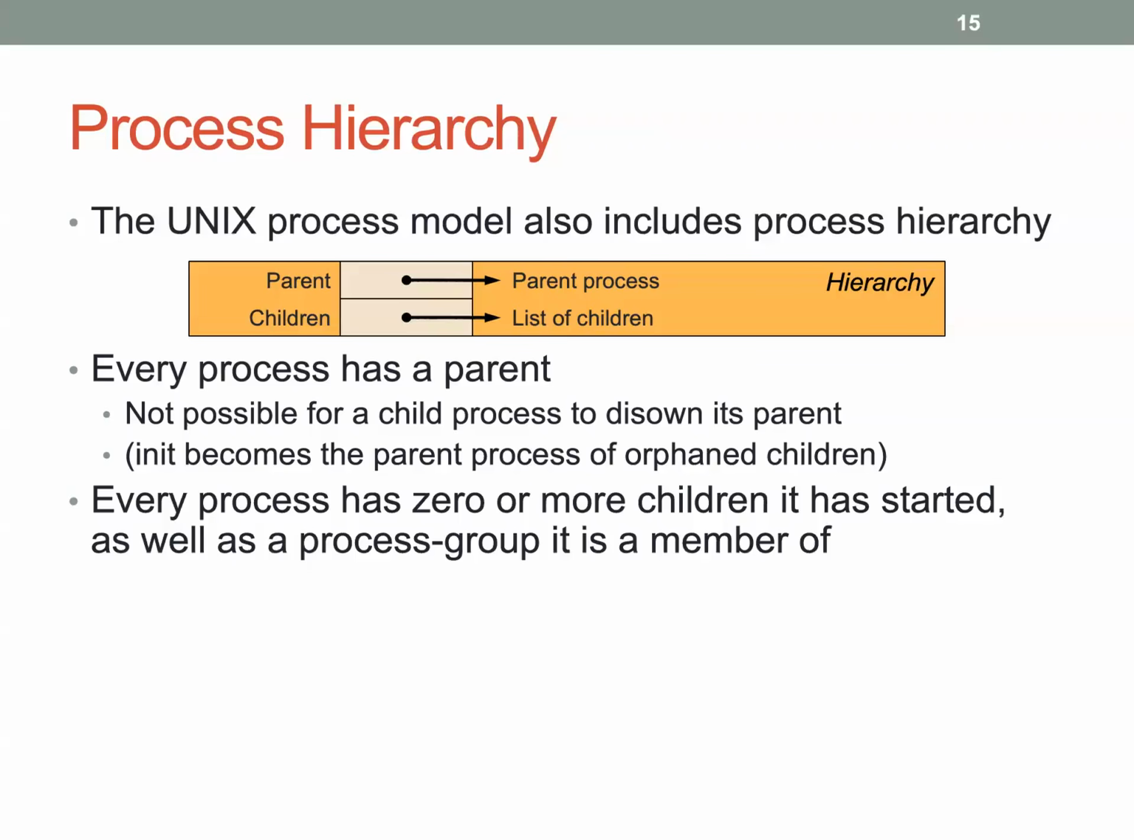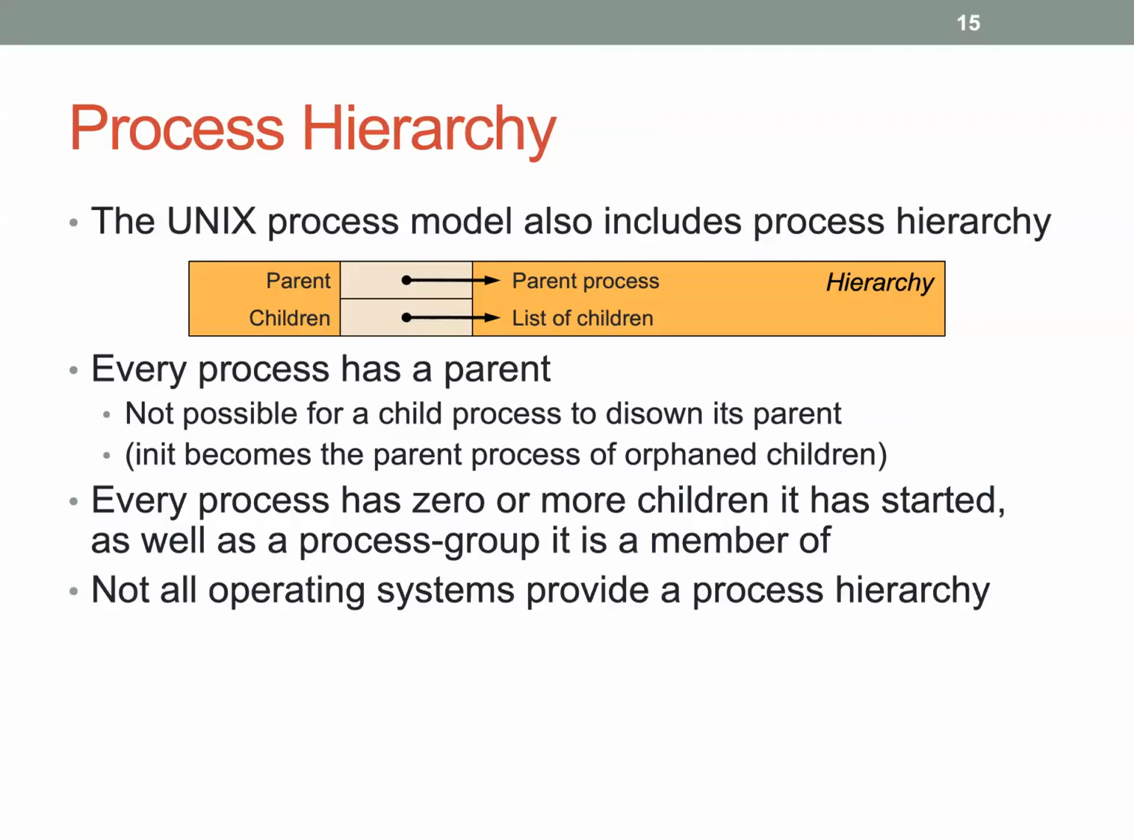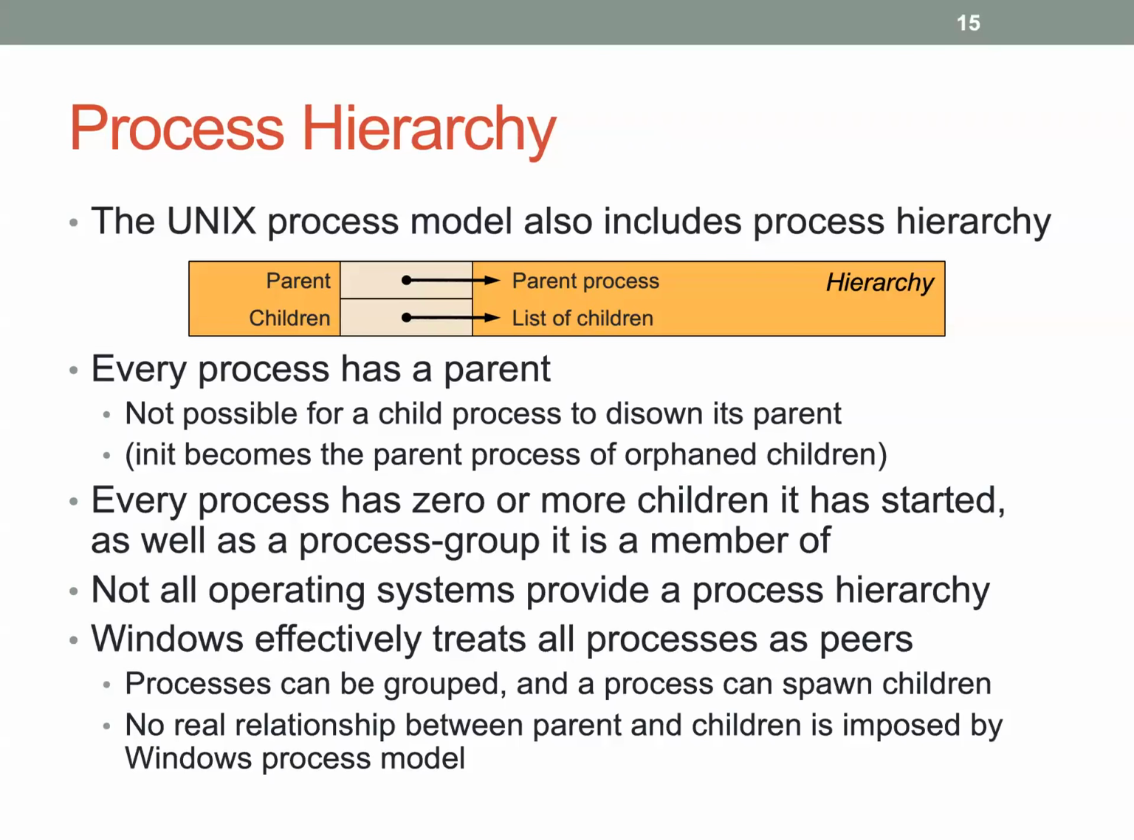A process will have zero or more children, and also know what process group it's in. So a process can start a group, and then child processes will automatically be part of that group, and you can send signals to the entire group of processes. That's another part of the Unix abstraction. Like I was saying, not every OS abstraction provides this mechanism, and Windows is a notable example where the processes are all pretty much peers of each other, as opposed to having a parent-child type of relationship. Is one right and one wrong? Not really. It's just different mechanisms.